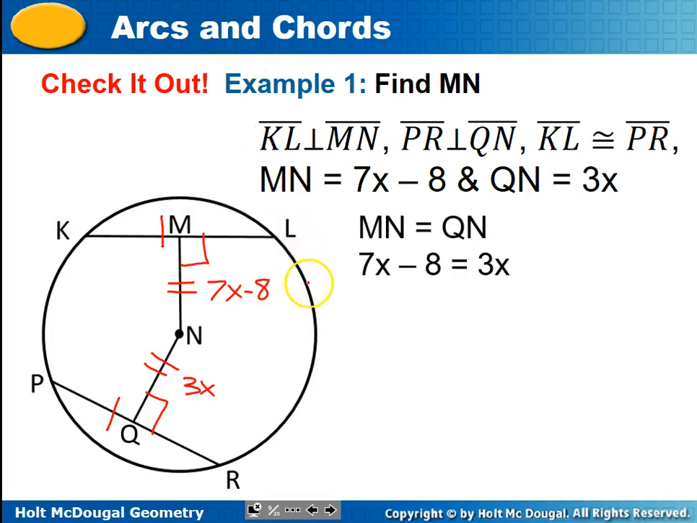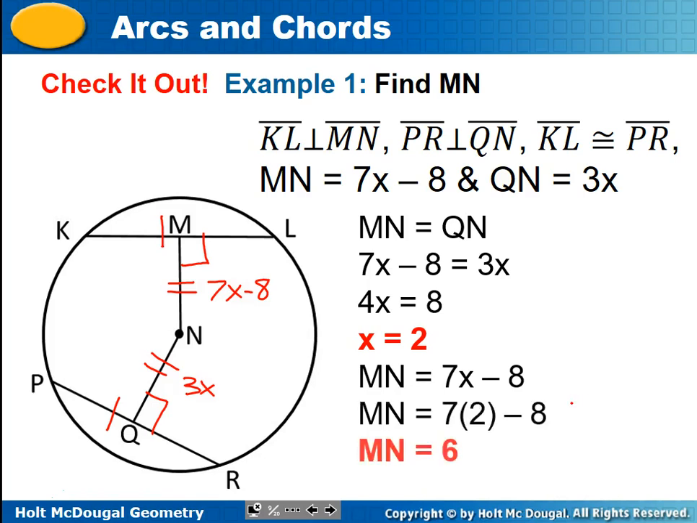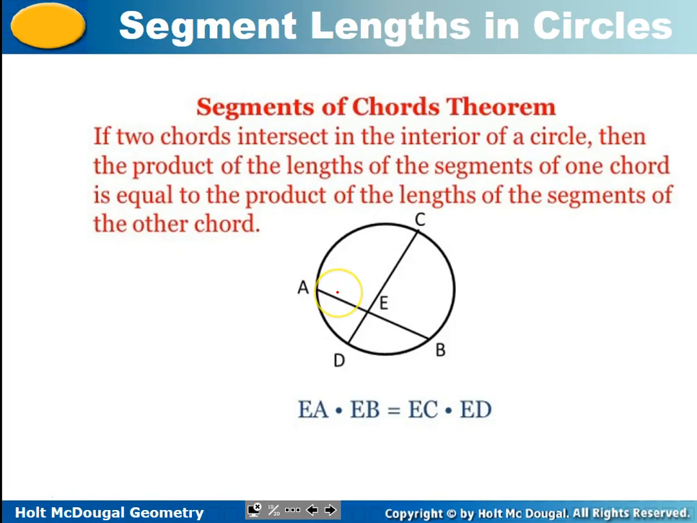We're going to subtract 3x from both sides, and I added 8 to both sides. I'm going to divide both sides by 4, so my x is equal to 2. And remember, that's not asking me for x, so I have to plug this back in for MN, which means I'm going to do 7 times 2 minus 8, and that's going to be 14 minus 8, that's 6. Now the way, again, I can check this is by putting that 2 in there as well. 3 times 2 actually is 6, so again, that's a way to check the answer.